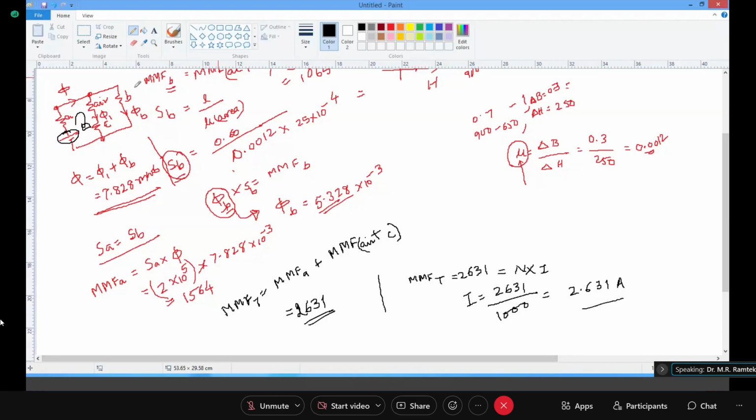Because now this is the main source. Earlier, this was here. It was a coil, so it was the main source, and the flux was distributed like this. So I hope you have understood how to solve this circuit.